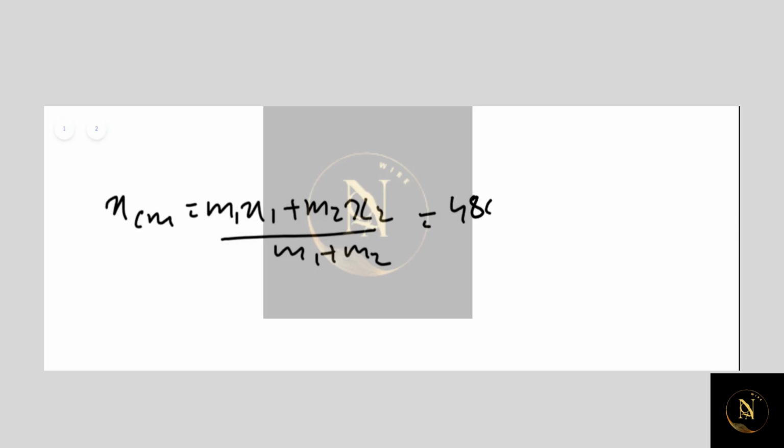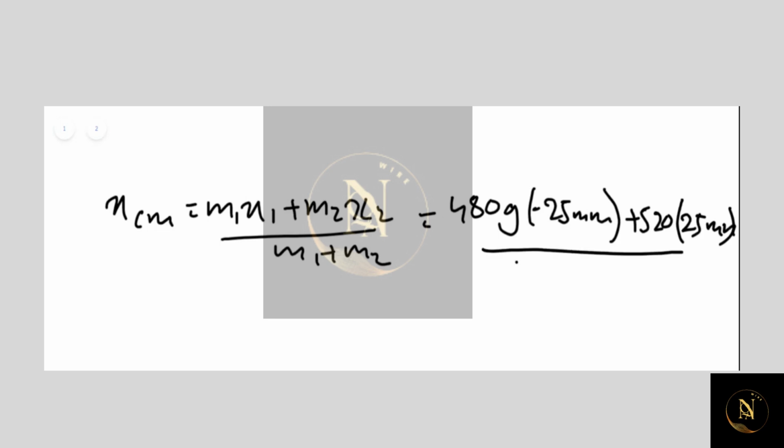Substituting values, 480 grams times minus 25 millimeter plus 520 grams times plus 25 millimeter divided by 480 grams plus 520 grams. This gives us a center of mass of 1.0 millimeter. The y coordinate is still L. The center of mass is 26 millimeter from the lighter container along the line that joins the bodies.